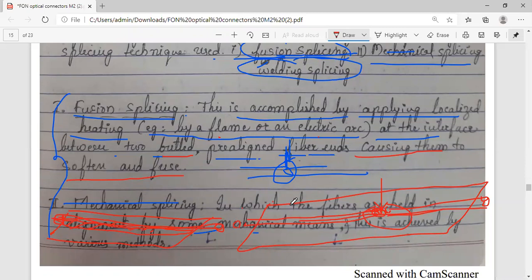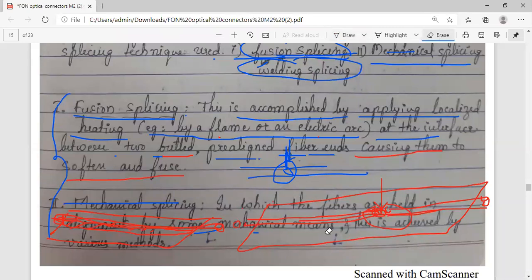And secondly, why do we go for splicing? We have seen in some joints, we come across certain losses whenever two optical fibers are joined together. We have seen three different kinds of losses: lateral, longitudinal, and angular. So in order to avoid such losses, when you go for permanent connections, losses can be avoided, that is, minimized and optimized further. Because of that, you go for permanent connections, that is splicing.